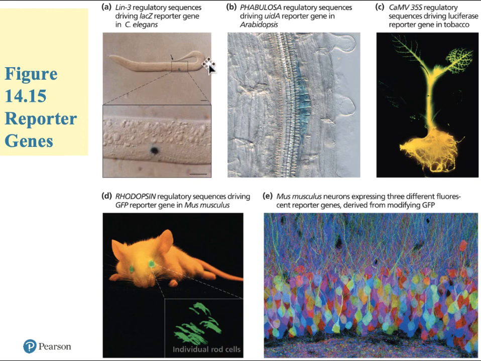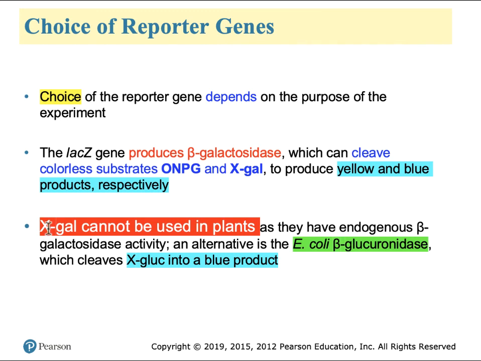So here we have a worm, C. elegans, and the LacZ reporter gene is revealing its activity in these cells right here in the anterior part of the worm. In the case of plants, we have the same blue color generated here, indicating that in this tissue, in this plant, the reporter gene is active. Unfortunately, we can't use xGAL in plants because they make their own beta-galactosidase. So in response, scientists developed an alternative system that can be used in plants, which uses the conversion of xGLUC into a blue product in the presence of an alternative enzyme called beta-glucuronidase.